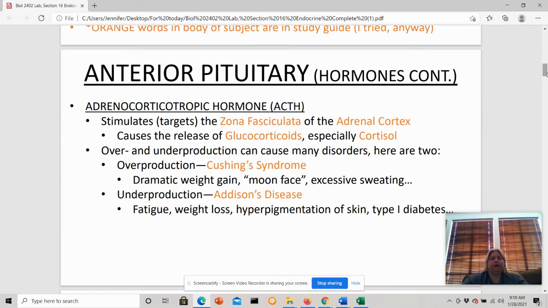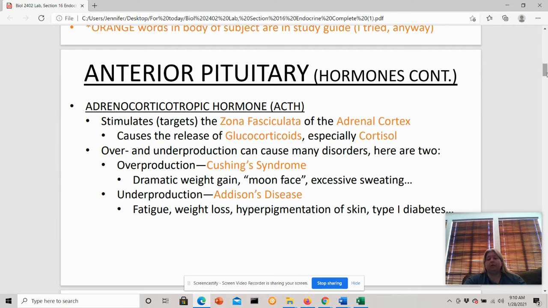The A in FLAT is for Adrenocorticotropic Hormone, or ACTH. This is going to stimulate the zona fasciculata of the adrenal cortex. We haven't talked about the adrenal cortex, so that might not make any sense right now. We will in the fourth video for the first week of class, and that'll be on the adrenal glands.